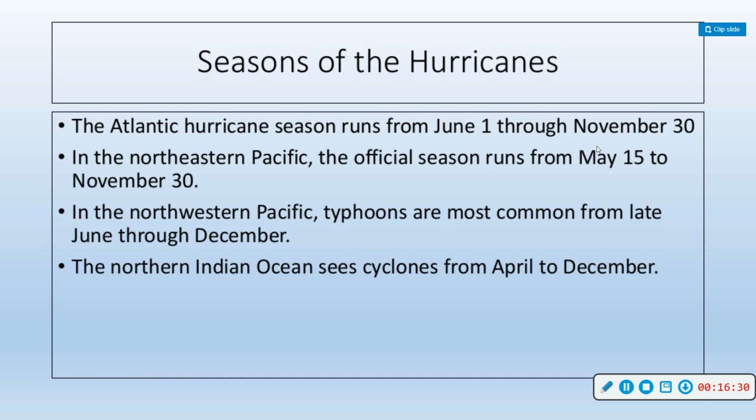The Atlantic hurricane season runs from June 1st through November 30th, although we have had storms fall outside of that. In the northeastern Pacific, the official season runs from May 15th to November 30th. In the northwestern Pacific, it's most common from late June through December. And the northern Indian Ocean sees cyclones from April to December.